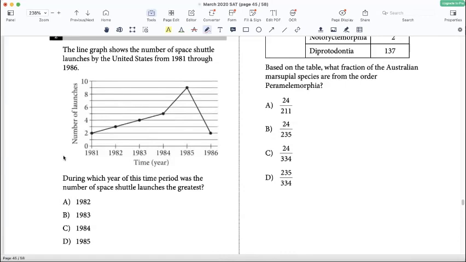The line graph shows the number of space shuttle launches by the US from 1981 through 1986. During which year of this time period was the number of space shuttle launches the greatest? So you can see that the maximum is in 1985, that's 9. So option D.